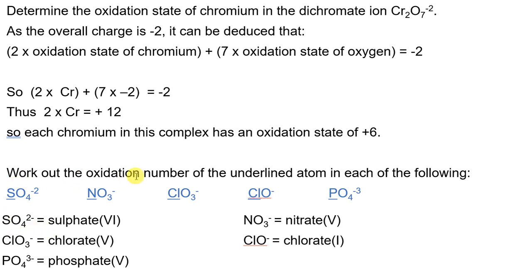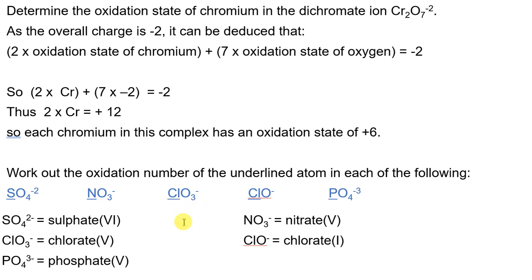A moment to work out the oxidation number of the underlined atom in each of the following. Well, I've done that by actually naming them. Sulfate 6. Each oxygen, -2. That's -8. Overall charge, -2. Sulfur must be +6. NO3 minus, the nitrate 5 ion. Each oxygen, -2. That's -6. -1 overall. Nitrogen must be +5.